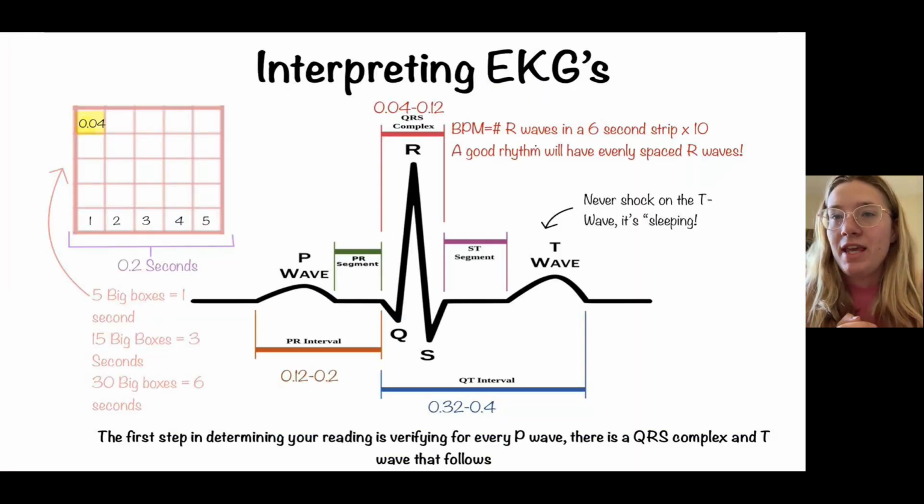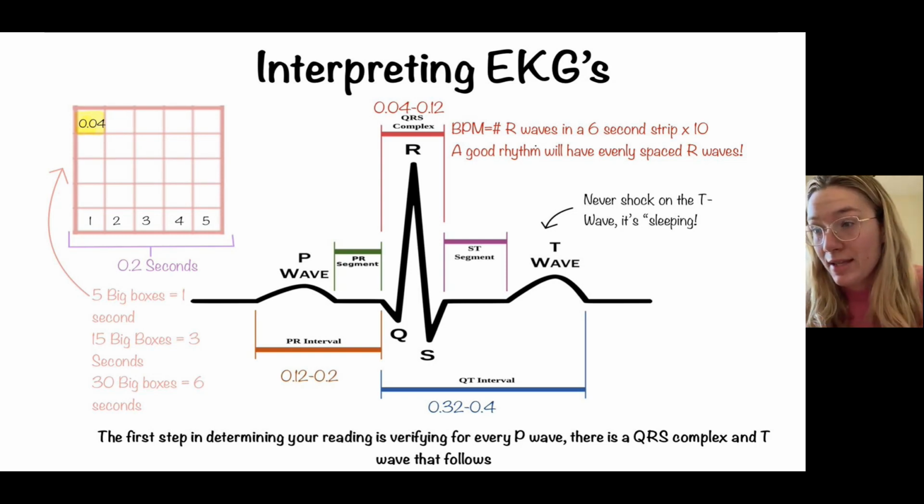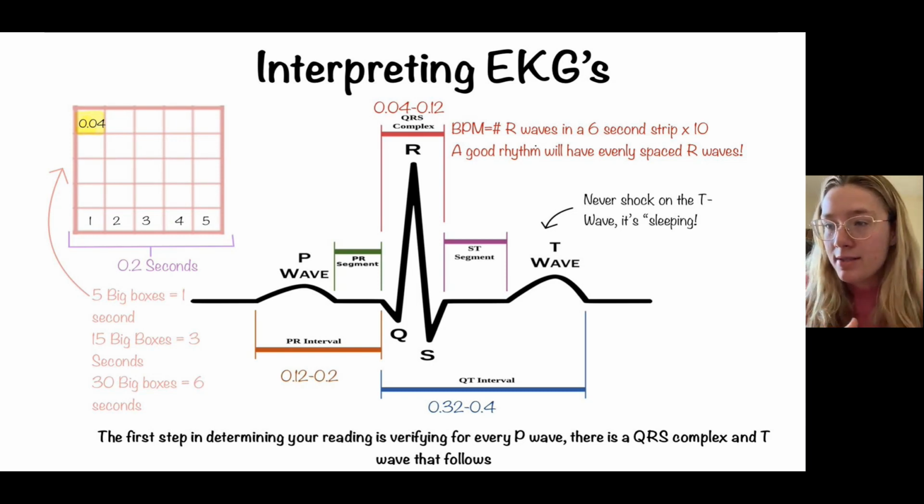So the basics of EKGs. The smallest box you will see on an EKG strip represents 0.04 seconds. Now you'll see them grouped into larger boxes of 5 of these very tiny squares, and that indicates 0.2 seconds. So when you have 5 of these pink boxes, that contributes to 1 second. Additionally, we will need 30 of those big pink boxes to equal 6 seconds.